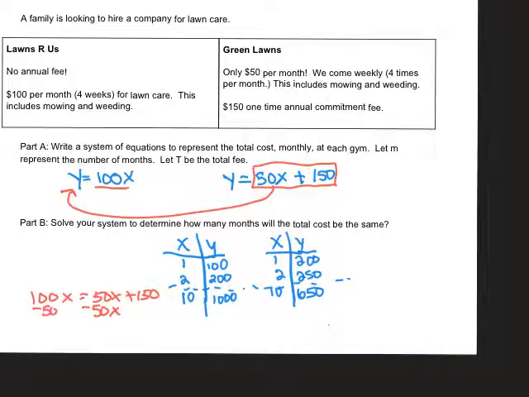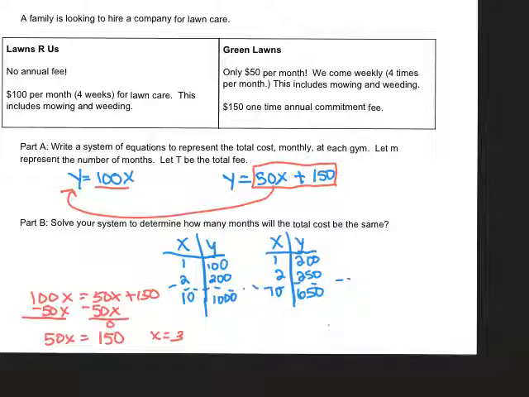Subtract 50x from both sides. And now I'm left with 50x is equal to 150. So the answer is x is equal to 3. So when the x months, remember x represents the number of months, at 3 months, they will produce the same amount. And what is that y?